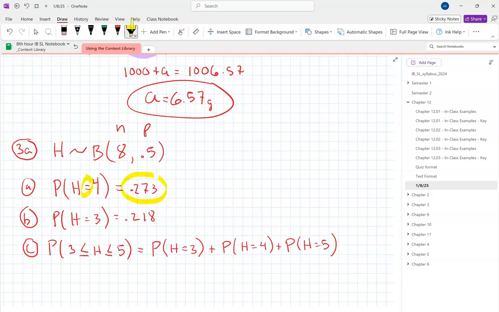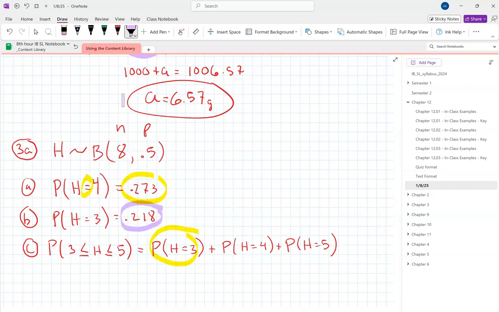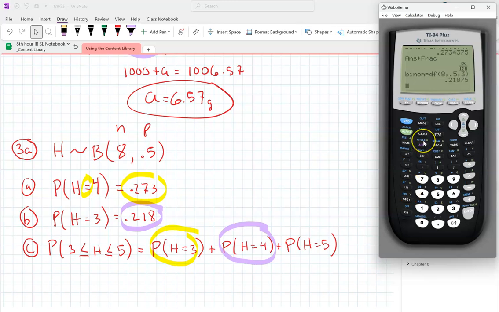Notice that we already have the answer for this, and we already have the answer for this. So all I need to do is just one more PDF and then just add them up. I think I would do it that way. Let's do that on the calculator, and I'll show you how to do it with a CDF if you wish.